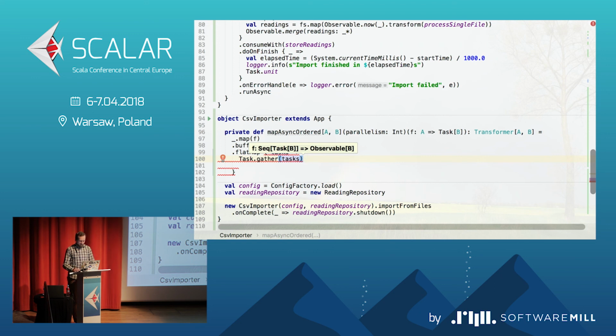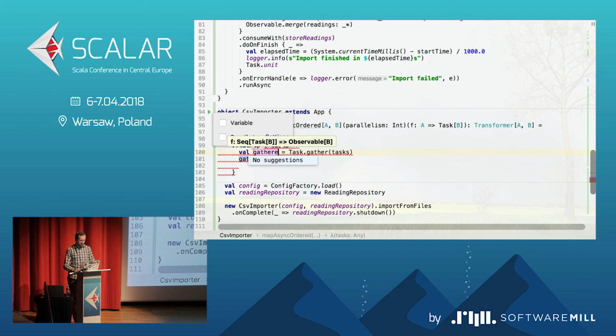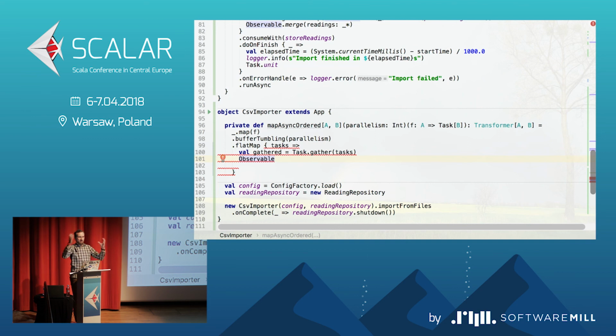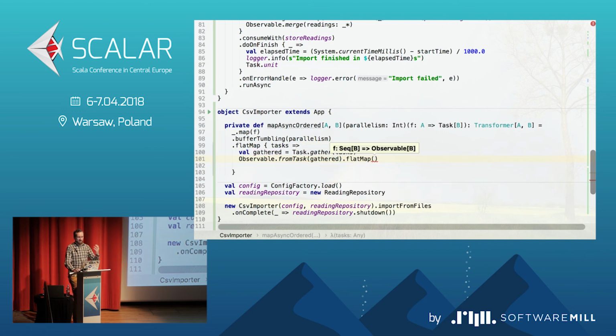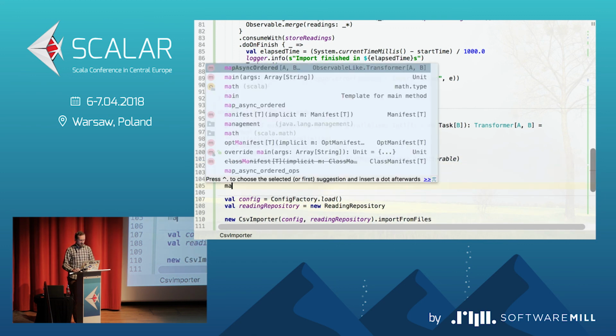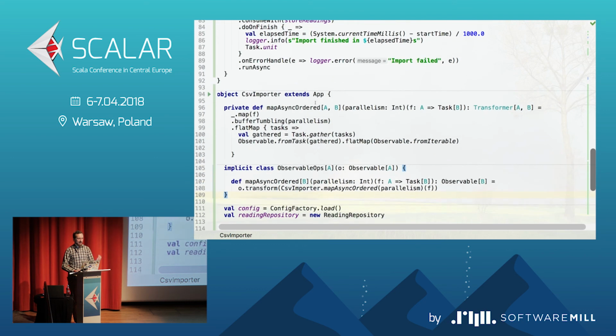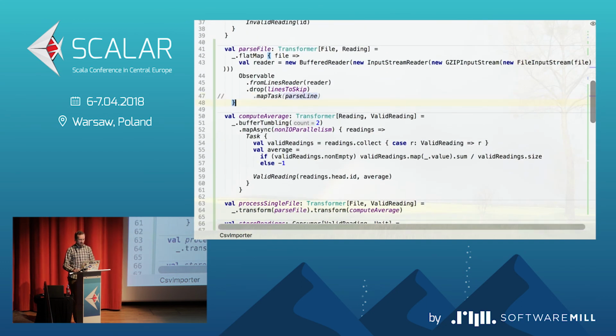This is actually very similar to Future.sequence. And we have our gathered tasks here. If you look at the type, this is a Task of a sequence of items of type B, and what we want back is an Observable of type B. So we can pretty easily transform it into one. We'll start by transforming our task, the bigger one, into an observable using Observable.fromTask. Now what we need to do is just use flatMap to convert the sequence of observables into a single observable. So we can use Observable.fromIterable here. And now we can apply some syntax sugar, an implicit class that lets us use the mapAsync as a part of our pipeline.